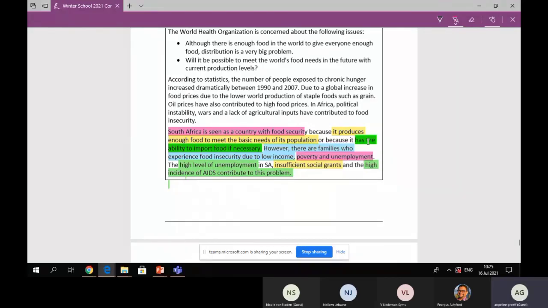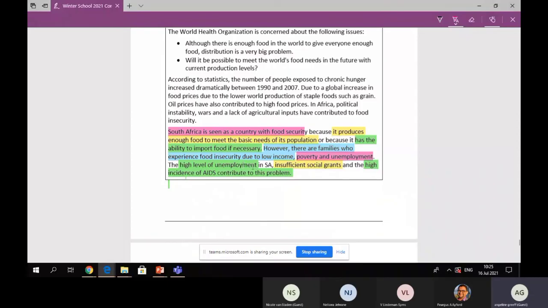It has the ability to import food if necessary. So we've got those systems going, so that is why it's regarded as being food secure. What I've mentioned is there might be families who experience food insecurity due to low income. They don't have the means to purchase what they need, right? Poverty and unemployment. So that's why I'm saying in general, but we can also take it to certain areas where people are living, where they might be dealing with that.